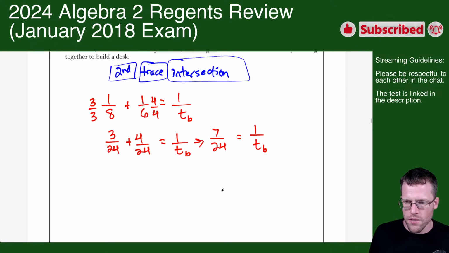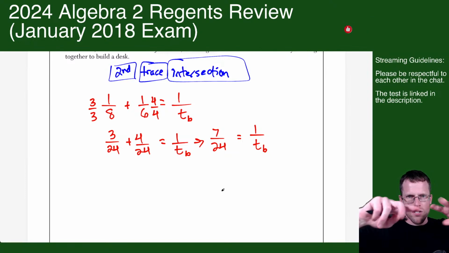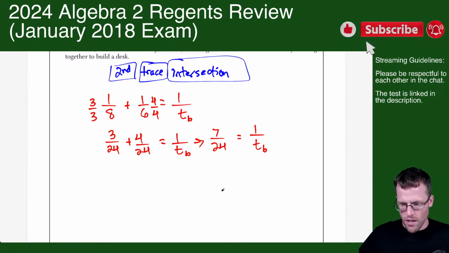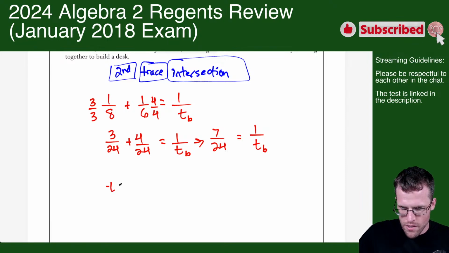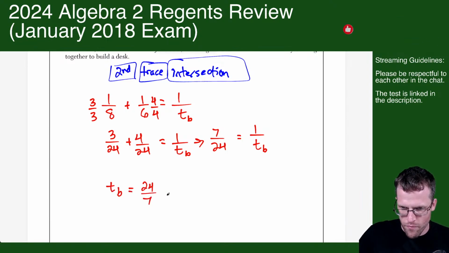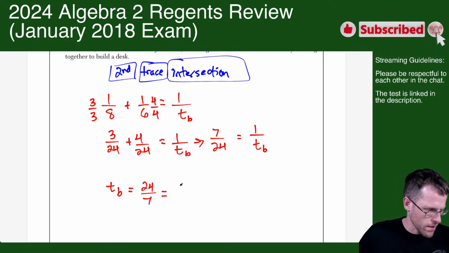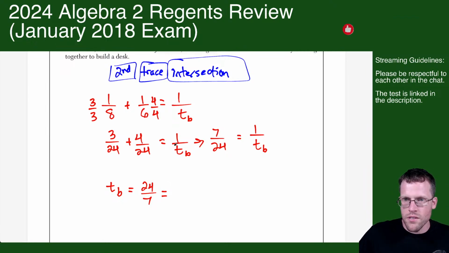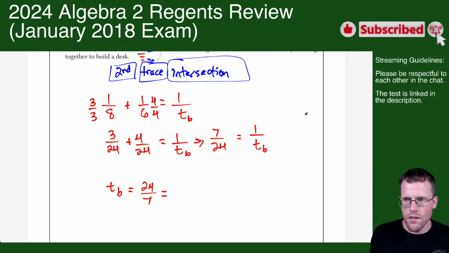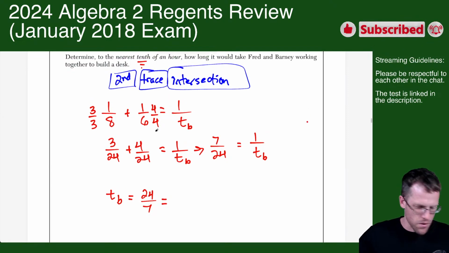Okay, now here's the nice little algebraic thing. One fraction equals another fraction, you could flip both sides. So I could say t sub b is just 24/7. You could cross multiply and divide, but it's kind of a waste of time here. 24 over 7 to the nearest 10th, you could just type it in. It's going to work out to 3.4.